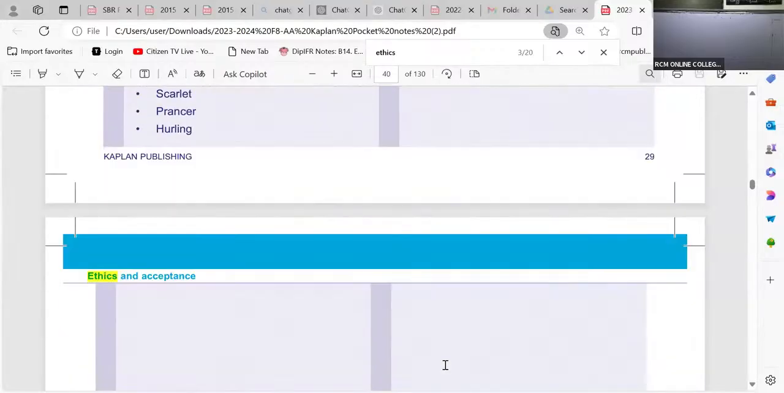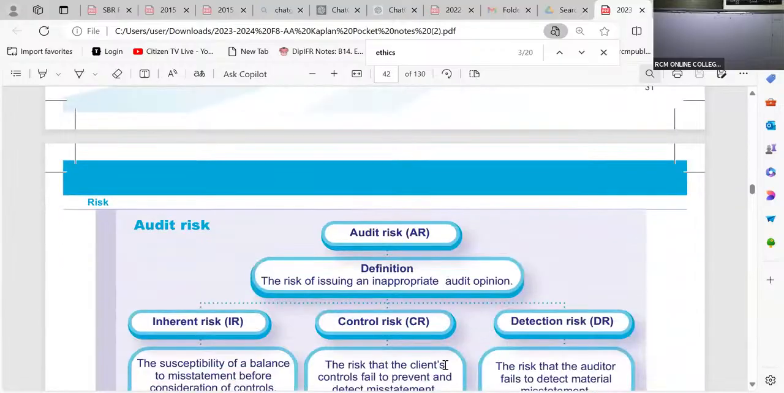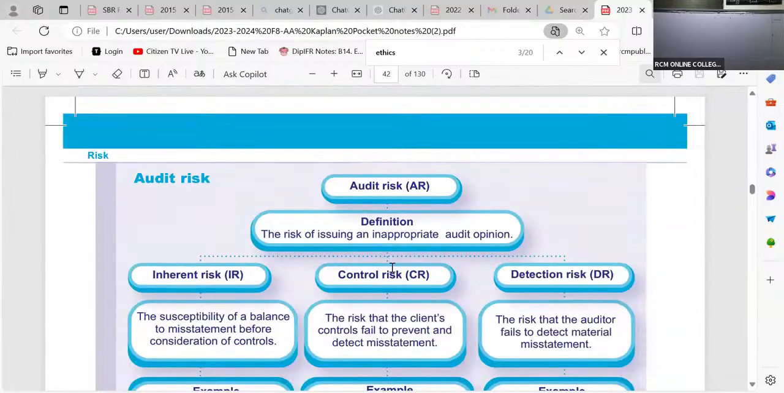The other thing that I would want to bring to your attention as I get into this is risk. So remember, audit risk definition: the risk of issuing an inappropriate audit opinion. This is the risk that you will tell the public outside here that the financial statements of the client portray a true and fair view. And of course, the truth is they do not portray. Audit risk has got 3 elements. We have what we call inherent risk, we have control risk, we have detection risk.